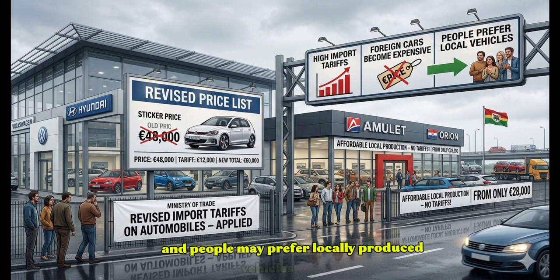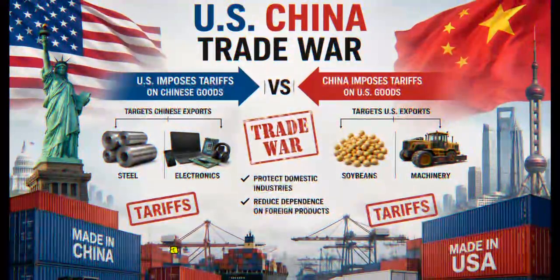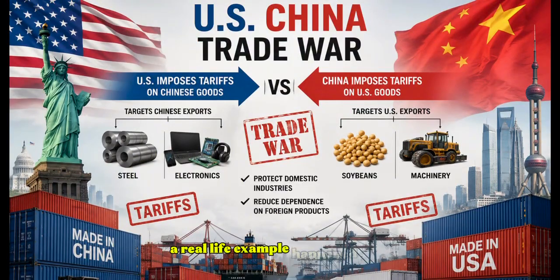locally produced vehicles instead. A real-life example happened between the United States and China during the trade war. The United States imposed tariffs on many Chinese products such as steel and electronics. China responded with tariffs on American goods like soybeans and machinery. The goal was to protect domestic industries and reduce dependence on foreign products.